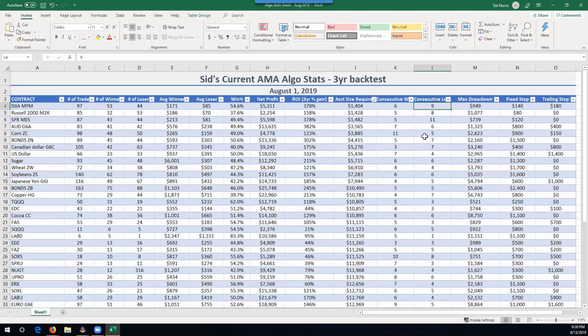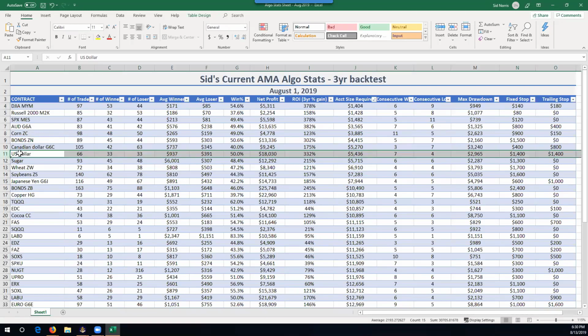Other items that do well with smaller accounts would be on down the list here. My favorite is the US dollar. On the US dollar, the account size required is $5,436. It has a 332% return on investment over 3 years. So it turned a $5,400 account into, after $18,000 of additional profit, about a $23,000 account in 3 years. It just has a 50% winning percentage, but the winners on average have been $937. Losers $391.